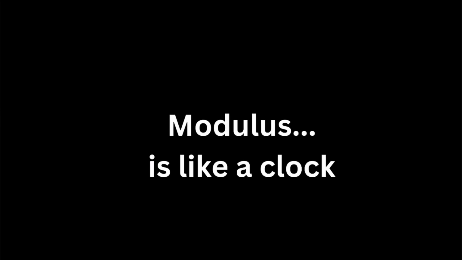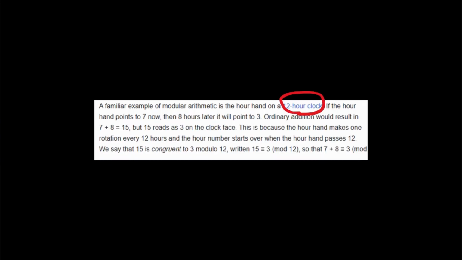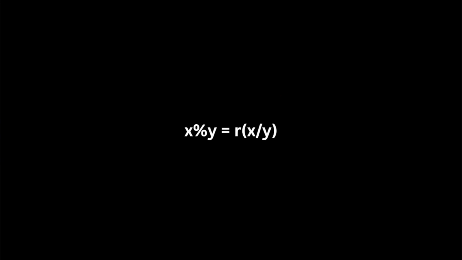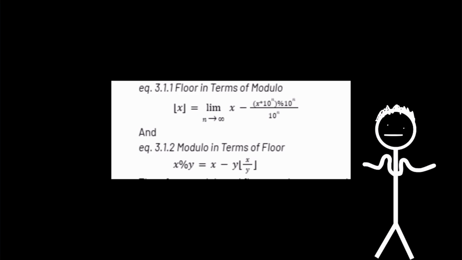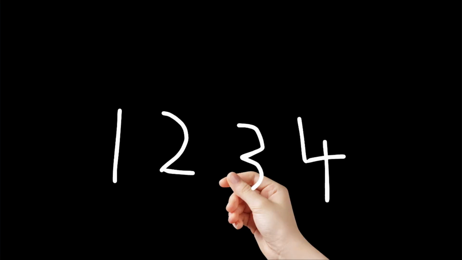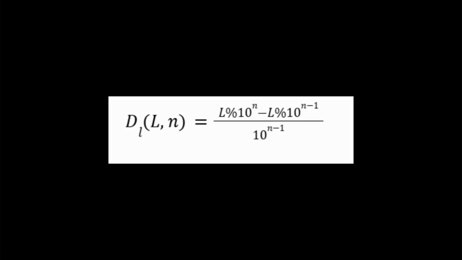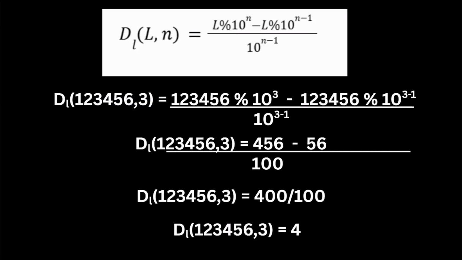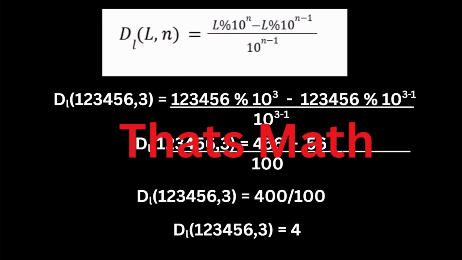Modulus is like a clock. I don't know, that's what the Wikipedia article says. Basically, it's the remainder. When you divide a number by another number, this is what you are left with. And as I was saying, here is floor and modulus expressed in terms of each other. Understand it? Me neither. I made it like a year ago and completely forgot what it is. But yeah, with this new knowledge, we can make simple digit grabbing, this equation here. And if we plug in our numbers, then as you can see, it works. That's math.